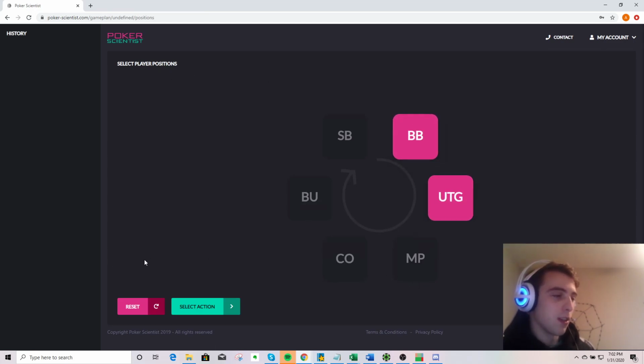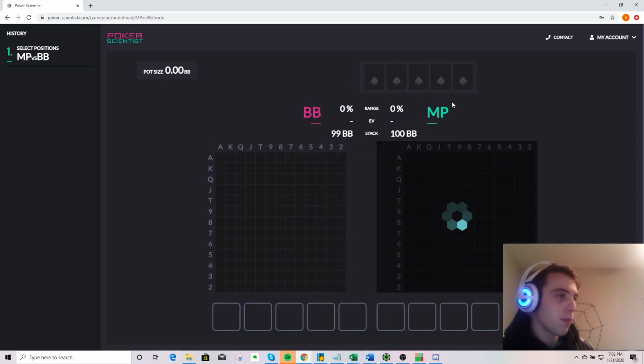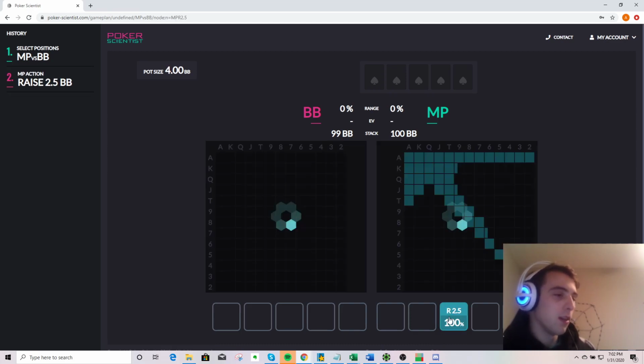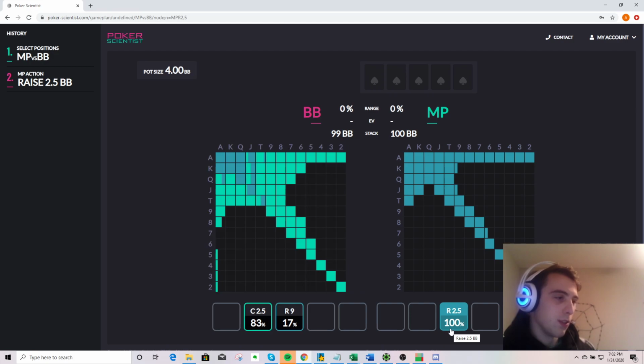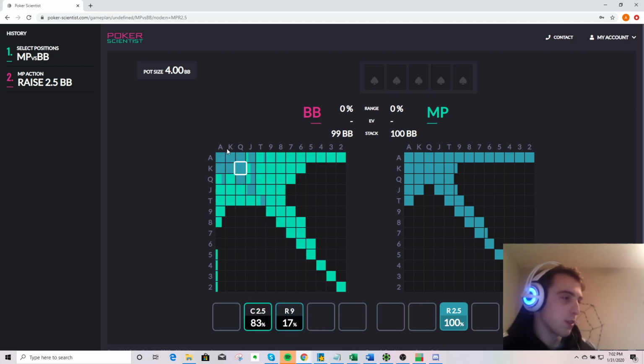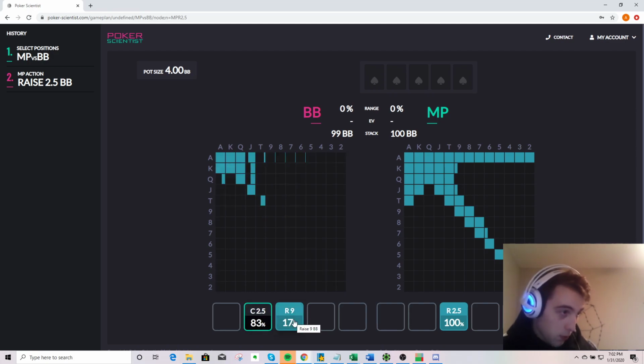So you basically just select the two positions that are going to be playing against each other here, select the action, and this loads up. This isn't very relevant to the video. I'm just showing you guys this in case you might be interested. So it's basically showing a middle position open to 2.5 and then the big blind strategy against that. It's calling 83% of its hands here and raising 17% of the time, and it gives you the frequencies and what hands are doing what.